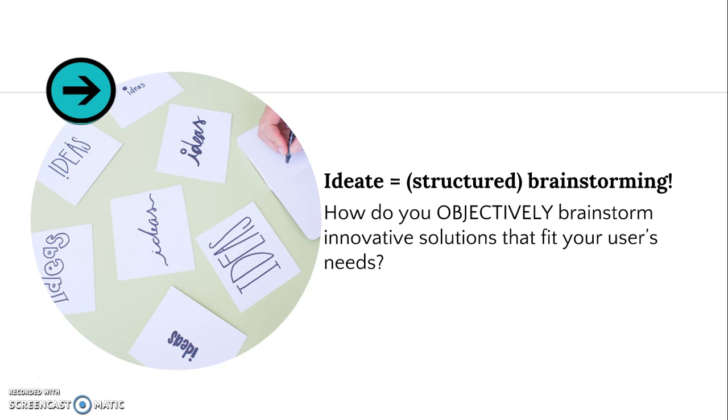Often when we brainstorm, we have the idea we fall in love with, and it's really hard to see the value in other ideas or the drawbacks to that idea you really love. So we have to really work on how do you be objective about this.